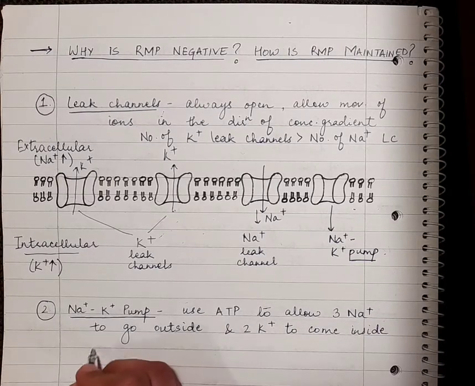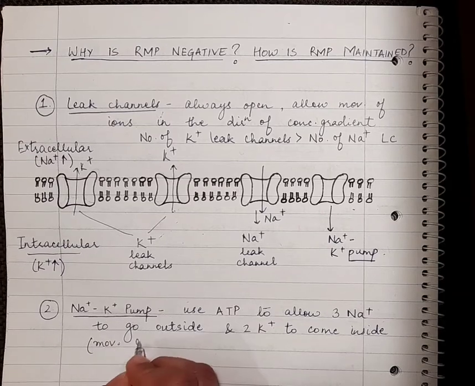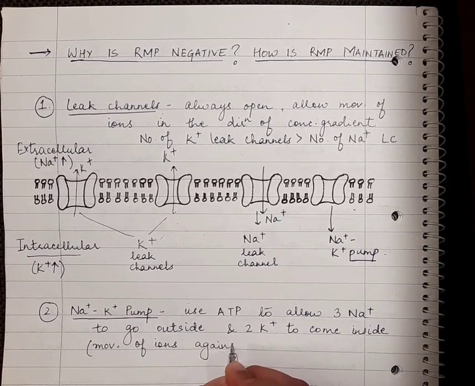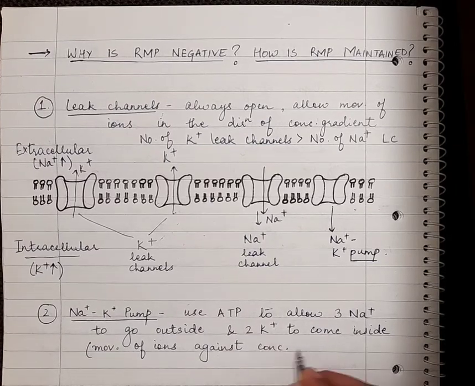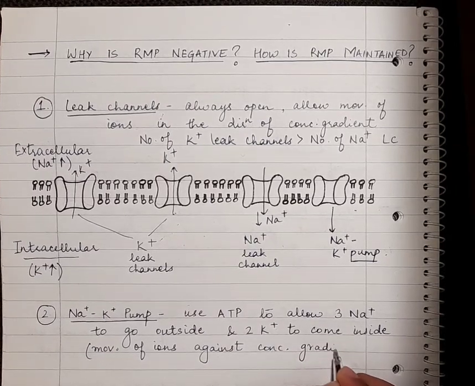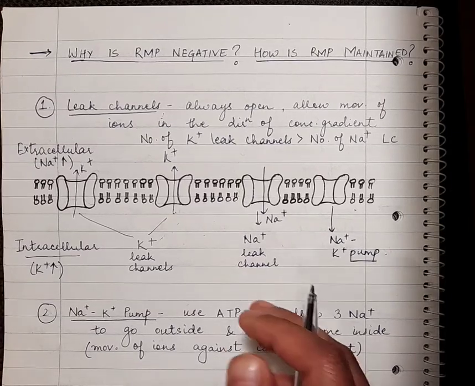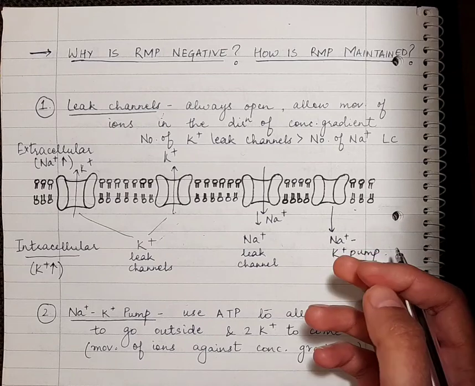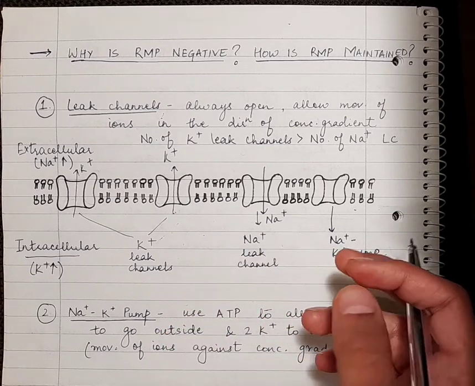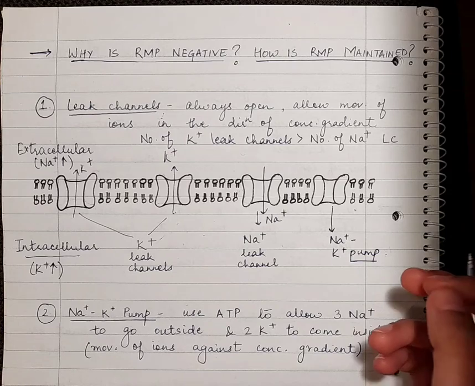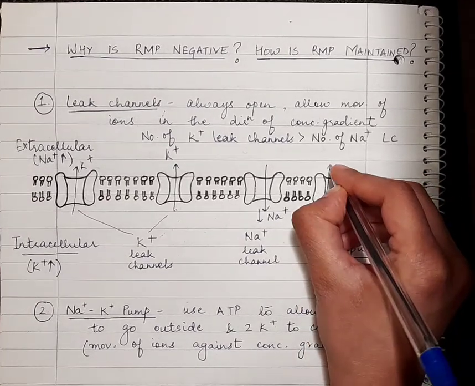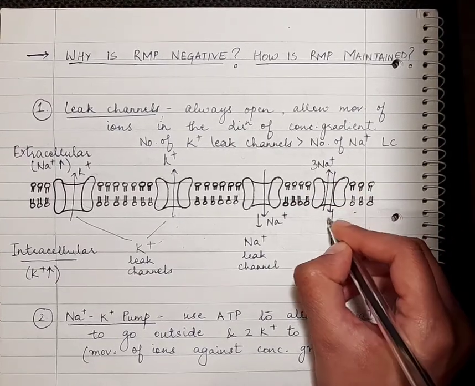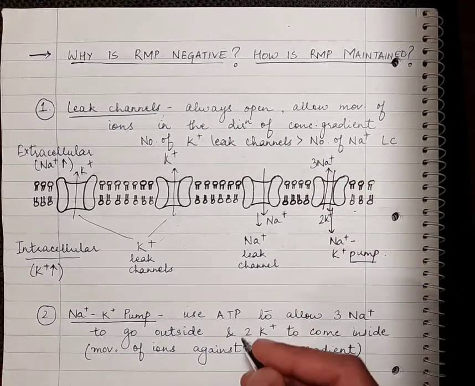So there is movement of the ions against the concentration gradient, and therefore they have to use ATP. So it is an active transport because they're using energy to allow the ions to move against their concentration gradient. So they allow 3 sodium to go out and 2 potassium to come in.